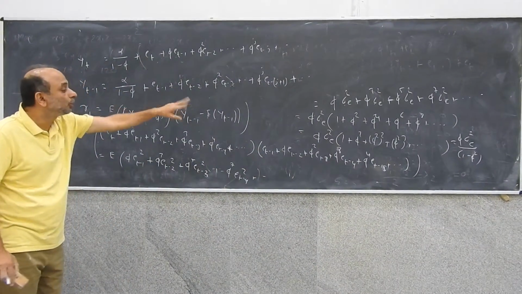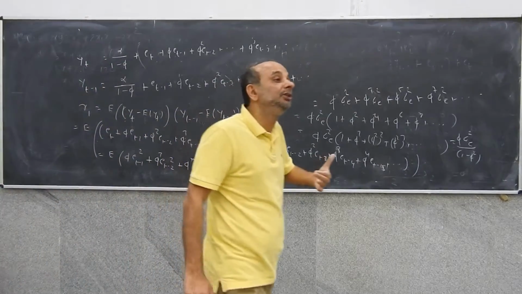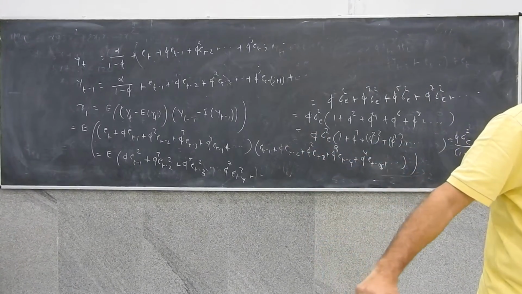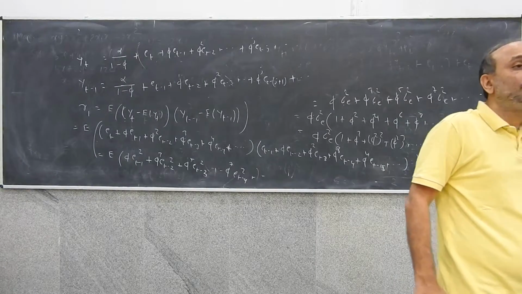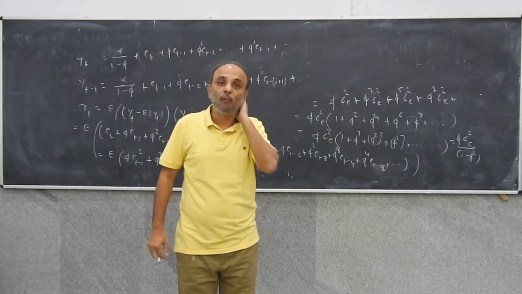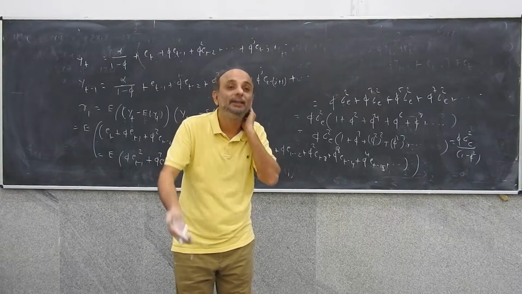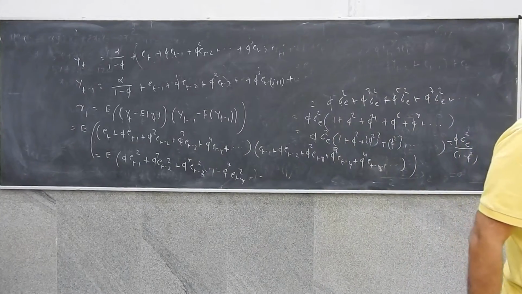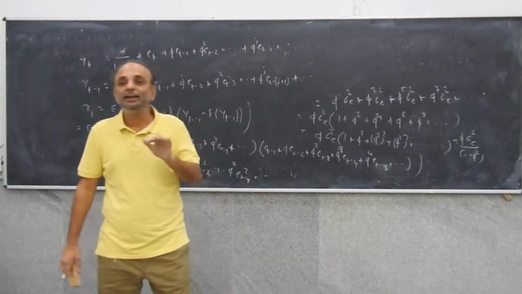This is gamma 1. This is the covariance between yt and yt minus 1. If I ask you to find out the correlation between yt and yt minus 1, what will you do? This first. This is called autocovariance of order 1. Why autocovariance? Because it is the covariance between yt and yt minus 1. What do you think will be the correlation between yt and yt minus 1?